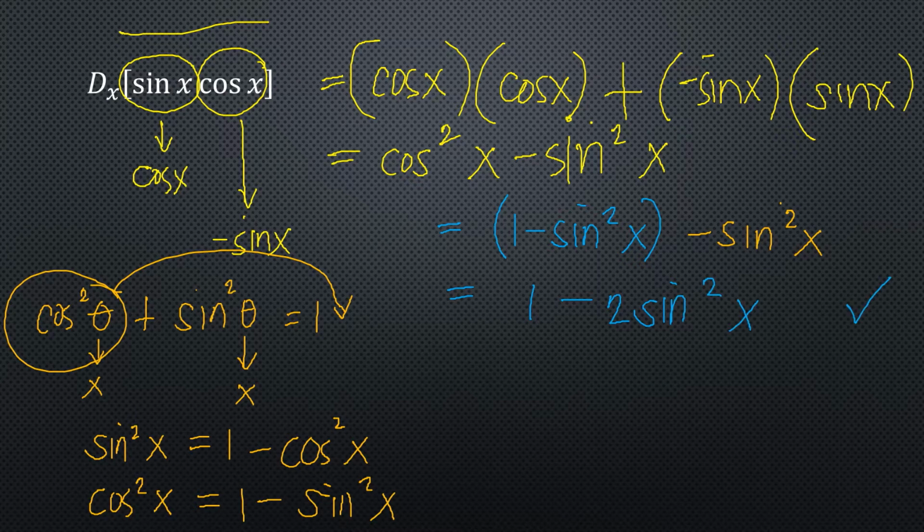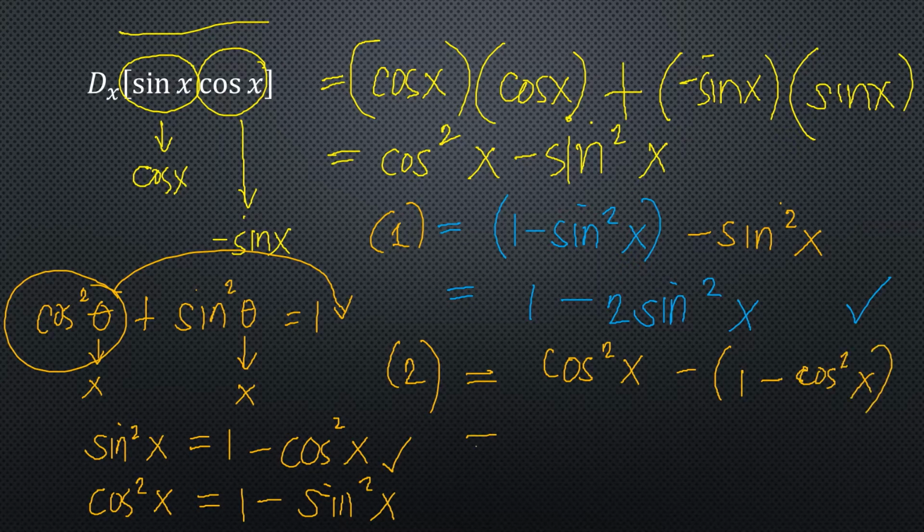However, if you would like to replace sine squared x with 1 minus cosine squared x, then you can have this: cosine squared x minus 1. So this will be your first, this is your second: 1 minus cosine squared x. So we now have 2 cosine squared x minus 1.